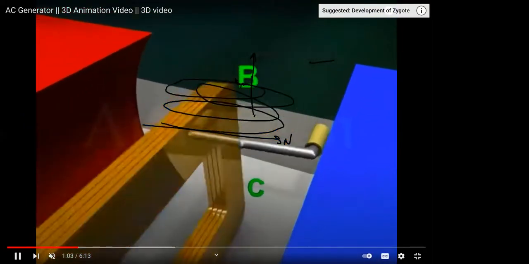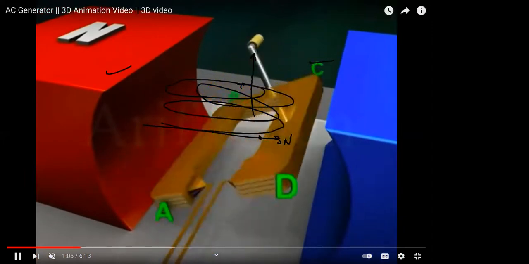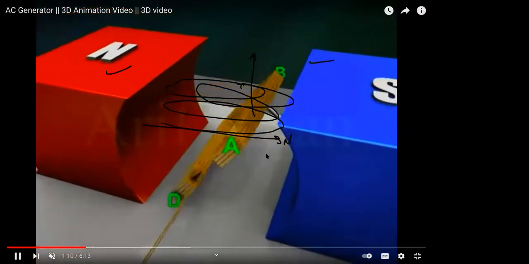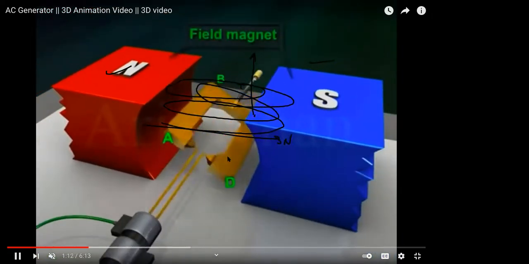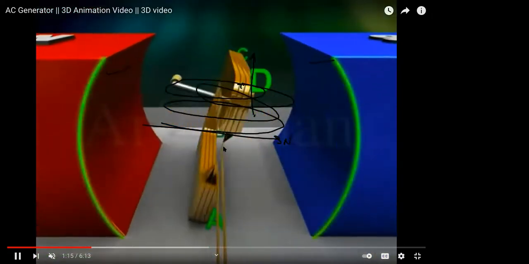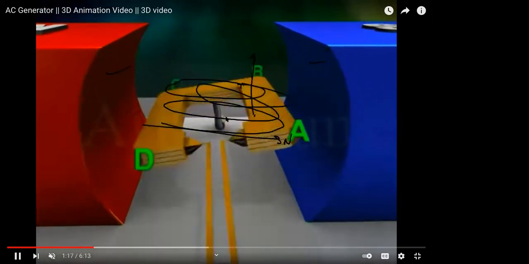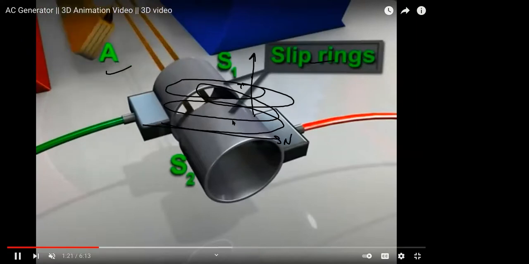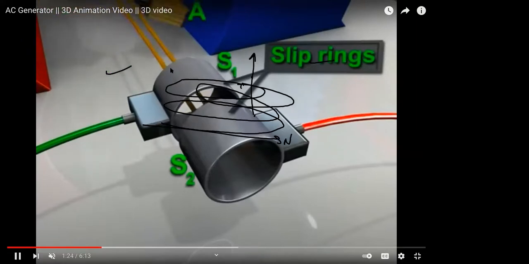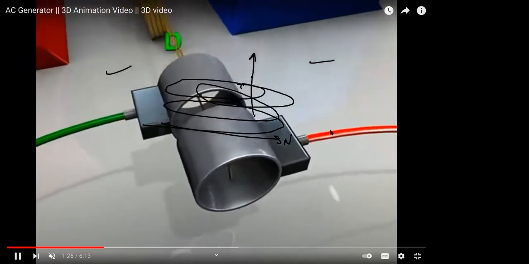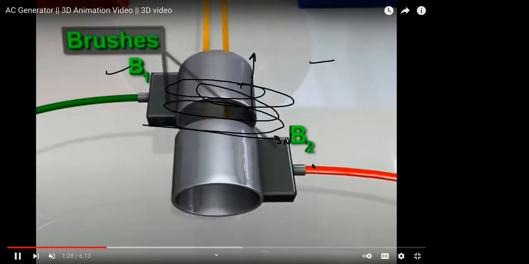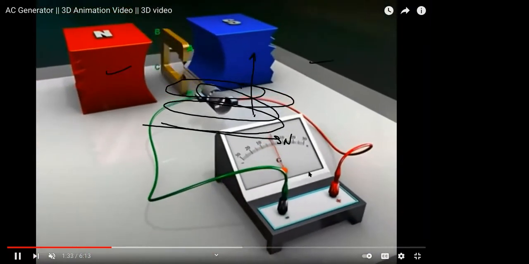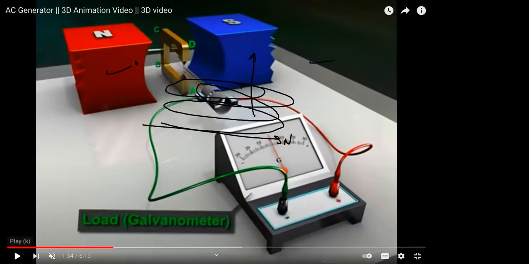This is the shaft through which you rotate this coil. This armature rotates, which means the coil will rotate. The coil is wound over the armature. When the coil rotates, the angle between the magnetic field and the coil will change. Due to the change in that angle, EMF is generated. This is the slip rings, and through these slip rings, that EMF is transferred to the brushes, and this EMF gets transferred to the circuit. So this is the complete circuit.